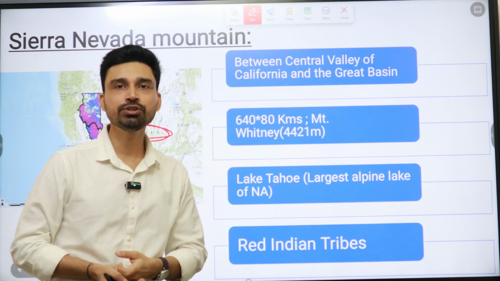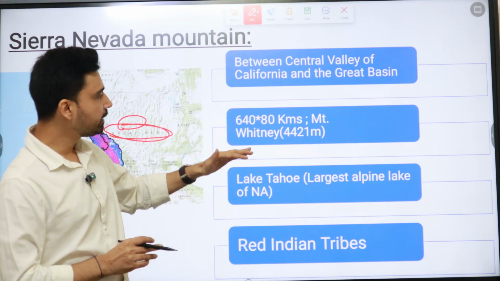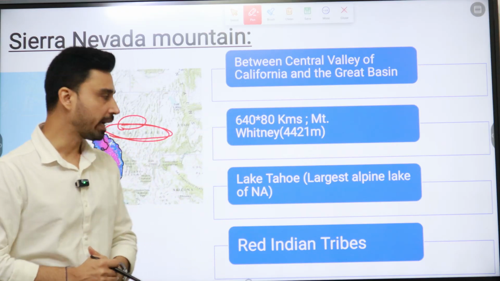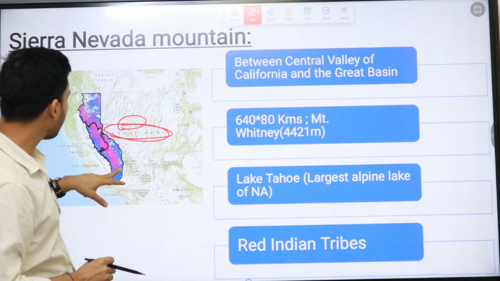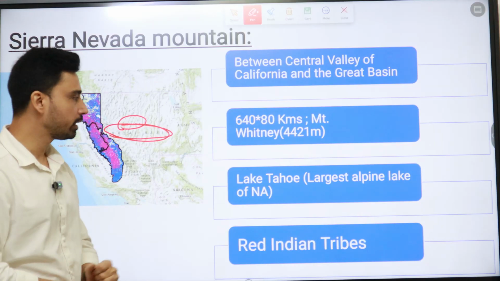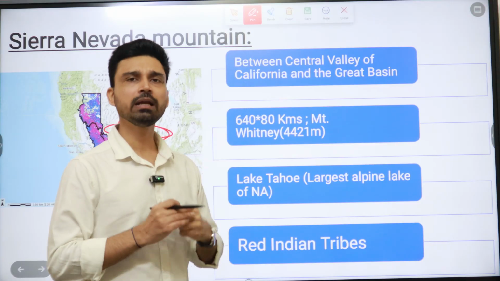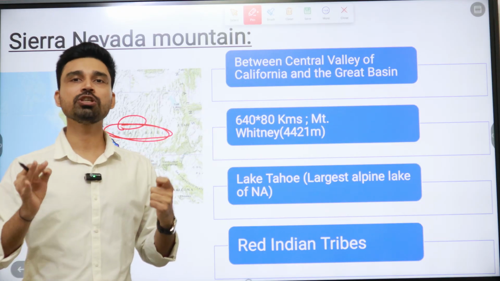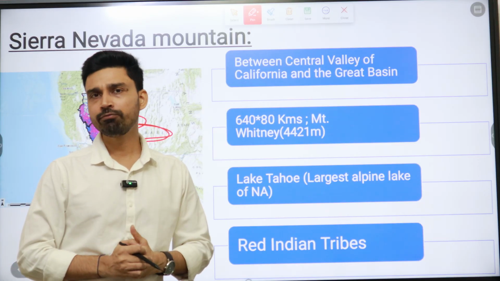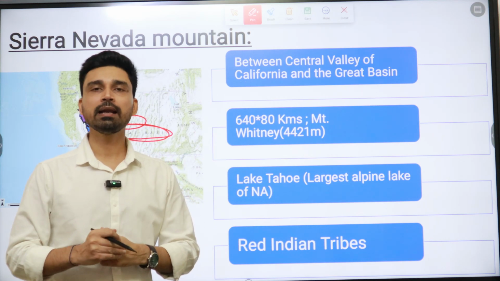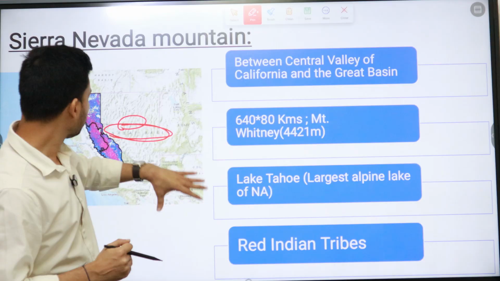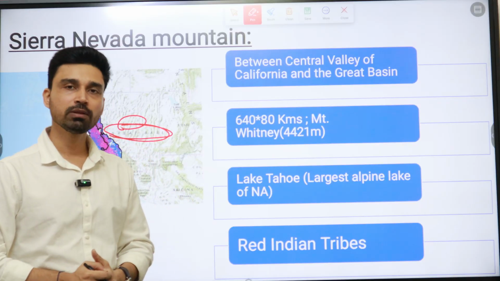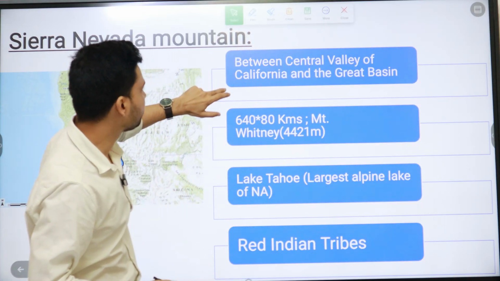And if a question is asked which is the highest peak in the Sierra Nevada range, the answer would be 4,421 meters. At this altitude, you will find Mount Whitney. That is the highest peak here. Plus, this entire region is also known for one of the major lakes you will find here, called Lake Tahoe. One of the very important alpine lakes in North America, and on the basis of area, it is believed to be the largest alpine lake. When we talk about an alpine lake, we generally refer to lakes situated at an altitude of 3,000 meters and above. Plus, in this region, you will find a lot of indigenous tribes that used to reside, and still reside actually, in North America. These are referred to as Red Indian tribes.